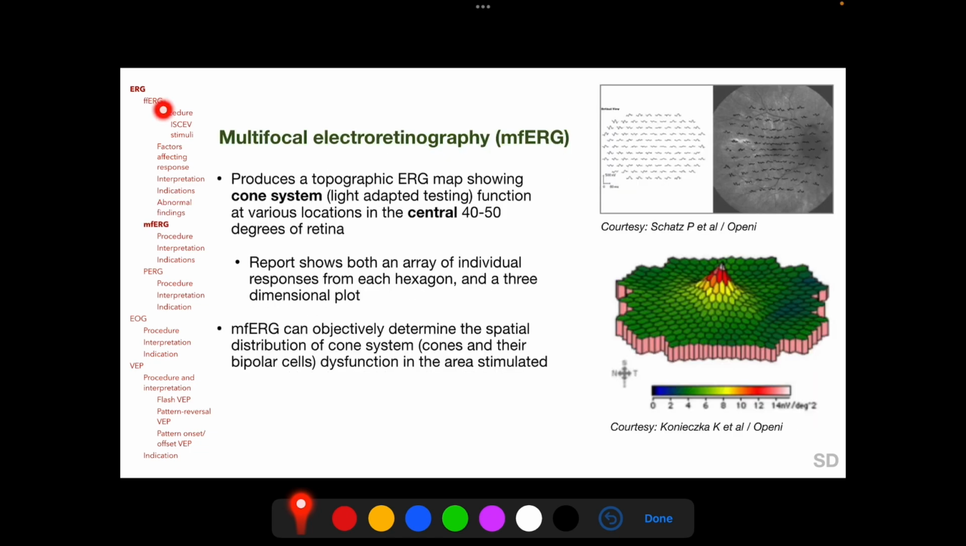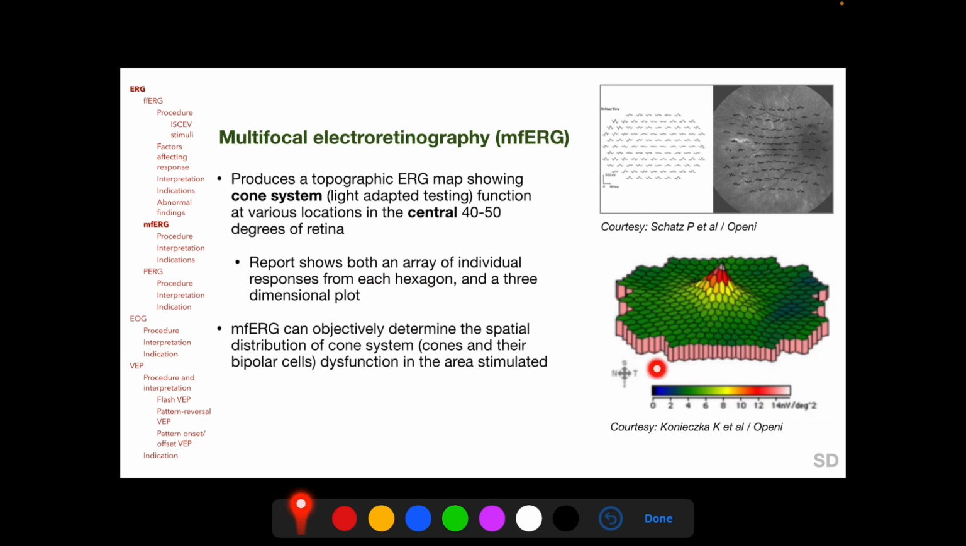After discussing full field ERG, we will now discuss multifocal electroretinography. Multifocal electroretinography and pattern electroretinography, unlike full field electroretinography, assess the central retina. Multifocal electroretinography produces a topographic ERG map showing cone system function at various locations in the central 40 to 50 degrees of the retina. And the multifocal ERG report shows both an array of individual responses from each hexagonal stimulus and a three-dimensional plot.